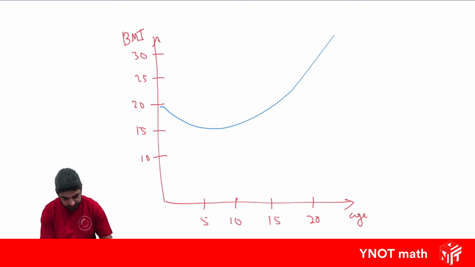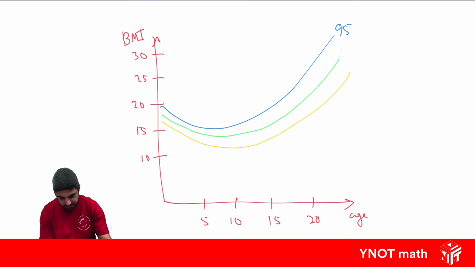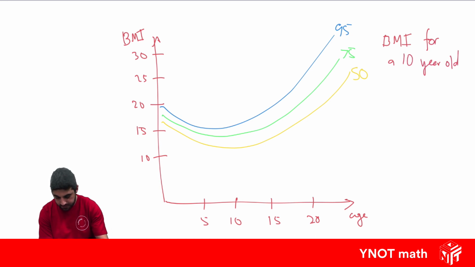Let's do some in some different colors. Now, each one of these represents a particular percentile. This one's 95th percentile. Let's say this one's 75th percentile. This one could be like the 50th percentile. Depends on the question, how many you're going to get there. We might be asked something like, what's the BMI for a 10-year-old in the 95th percentile?